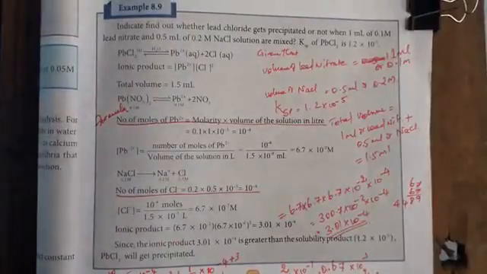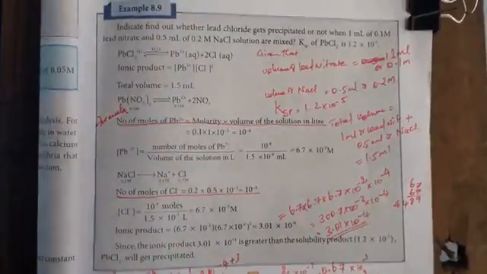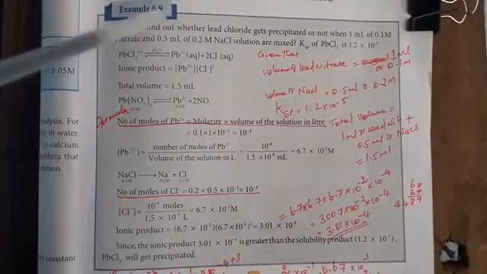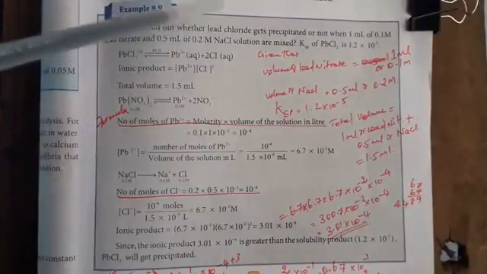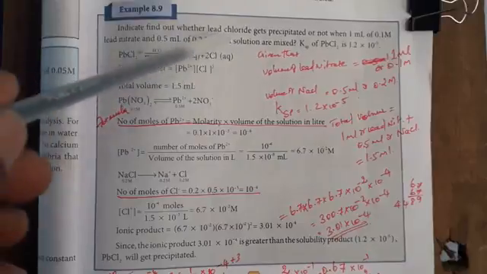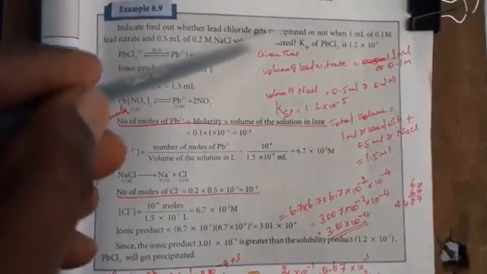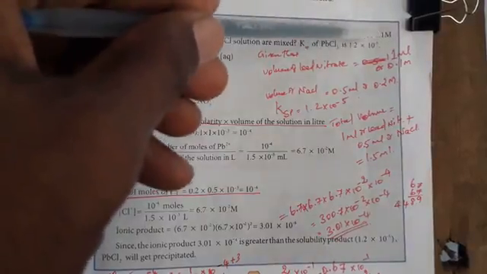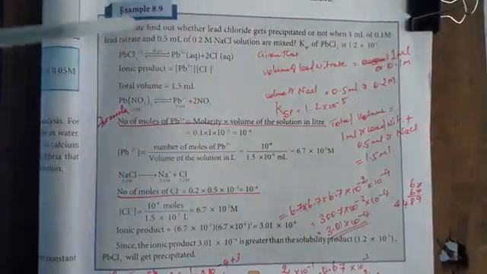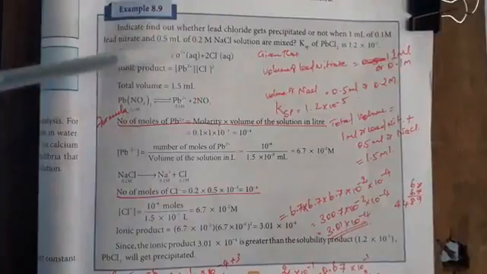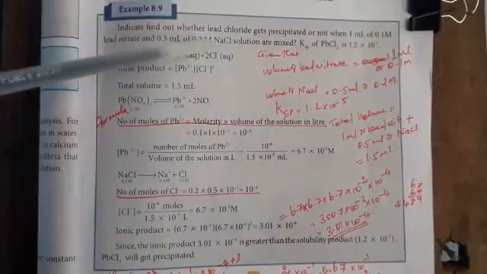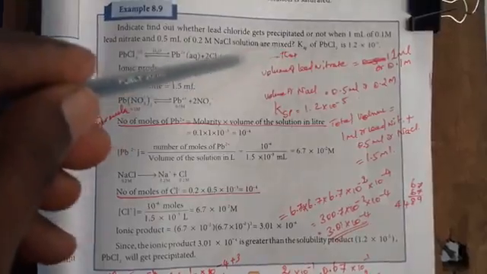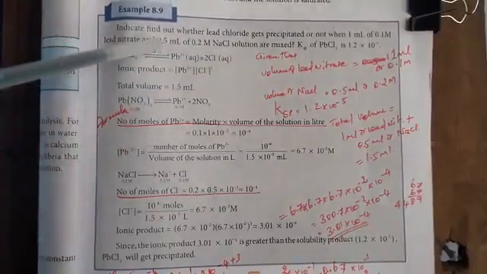Now see the example problem for this concept. Find out whether the lead chloride gets precipitated or not. This is the question. Lead chloride gets precipitated or not when 1 ml of 0.1 mole lead nitrate and 0.5 ml of 0.2 mole sodium chloride solution are mixed. This is the given data.